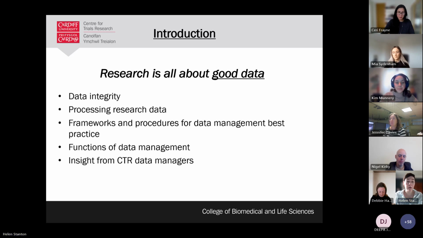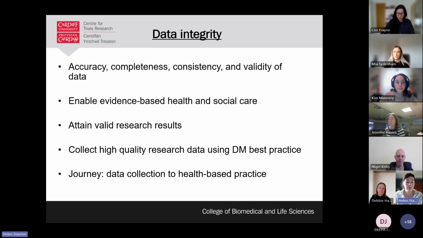And so as a result of this, we want to ensure that that data is as good as it can be, so essentially has a high level of data integrity. So data integrity is a concept and a process that ensures the accuracy, completeness, consistency, and validity of data. Data collection with clinical research can be extensive. Good data, that is data with high integrity, relies on effective and robust data management processes.